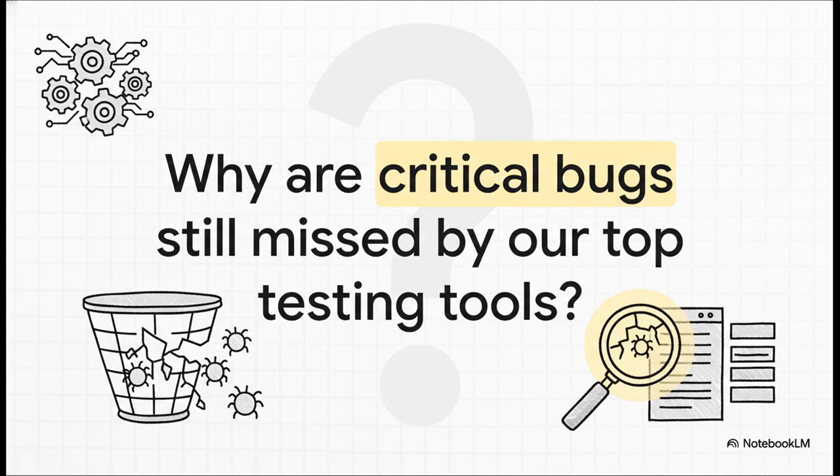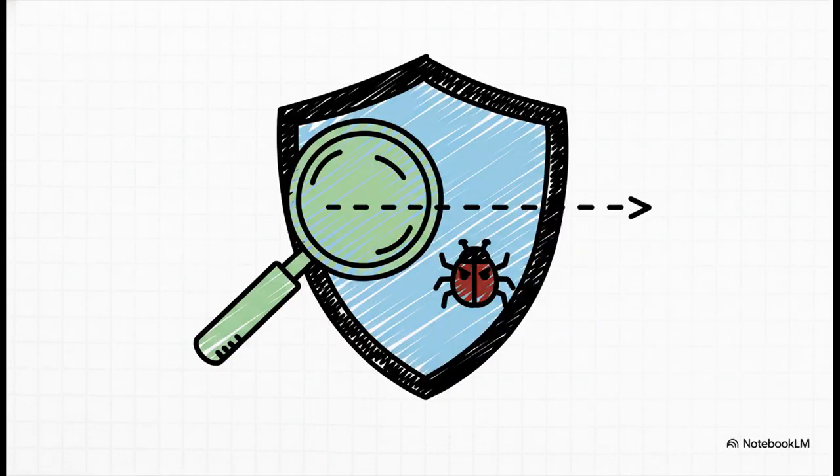With all the incredible technology we have, with all our advanced tools, how is it possible that critical, high-severity bugs still manage to slip right through the cracks? I mean, just look at this case from 2022. A really nasty bug was found in OpenSSL, and that's the library that secures a huge chunk of the internet.